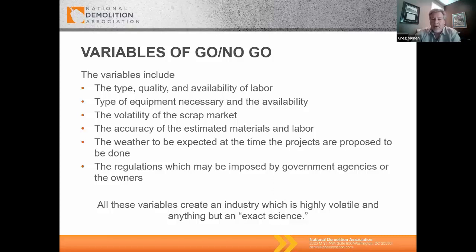The weather to be expected at the time, regulations which may be imposed by government agencies or even the owners. These are all variables that create an industry that you obviously know is very volatile in our business. A lot of things we have to try and guess, and we try and balance those things out against saying, hey, do we want to win the job because we need to work, or are we looking at too much liability on our part, because obviously everything always gets pushed down to the contractor, as we all know.